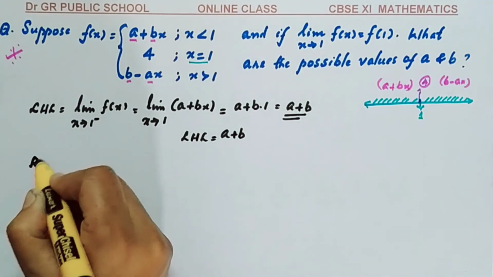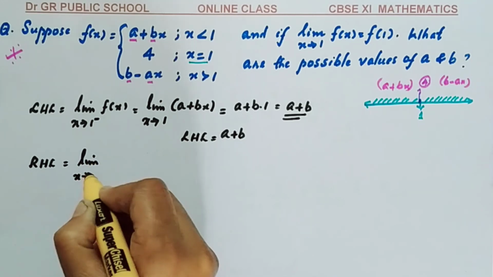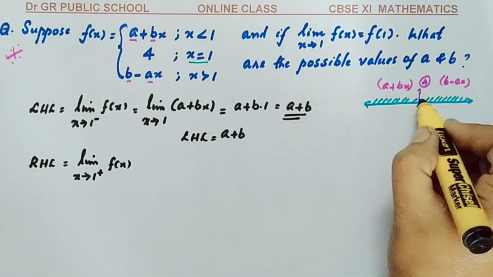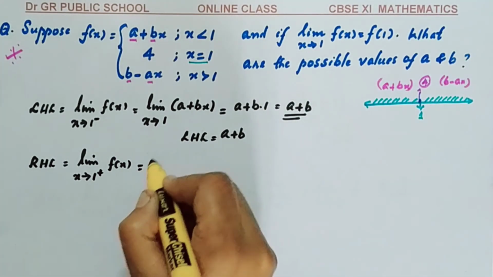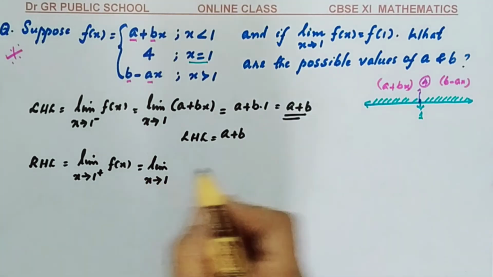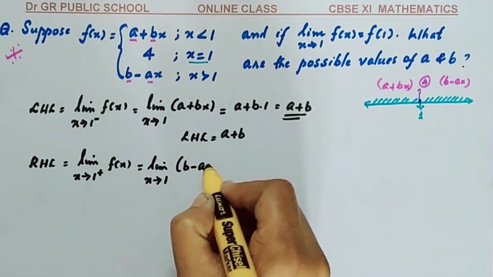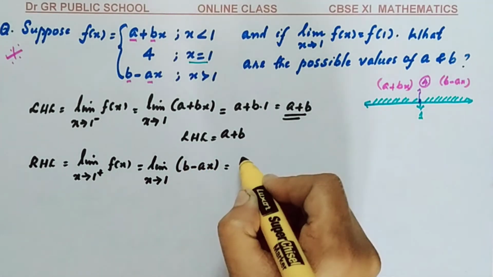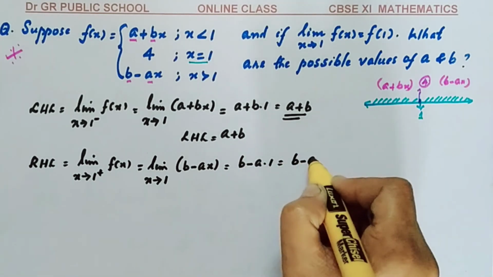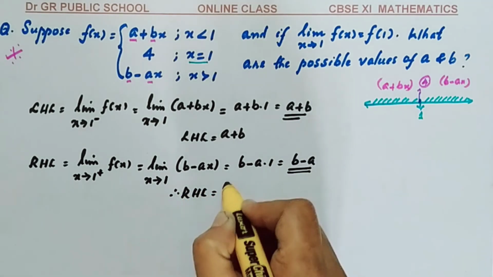Now, we can find the RHL. RHL equals the limit as x tends to 1 plus of f(x), that is, the value of the function approaching 1 from the right side. The value of the function on the right side of 1 is b minus x. Now we substitute the value of x as 1. We get b minus a into 1, which is b minus a. Thus you got the RHL, the right hand limit, as b minus a.